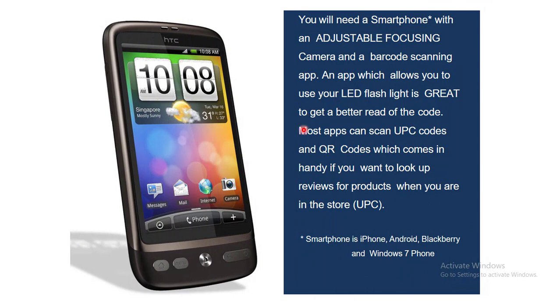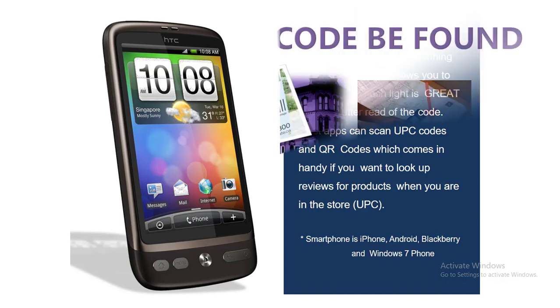All you need to access a QR code, to interpret a QR code, is a smartphone with an adjustable focusing camera and a barcode scanning app. An app which allows you to use your LED flashlight is great for a better read of the code. Most apps can scan UPC codes and QR codes, which comes in handy. If you do not have a QR scanner on your phone, you can always download one from your respective Play Store.